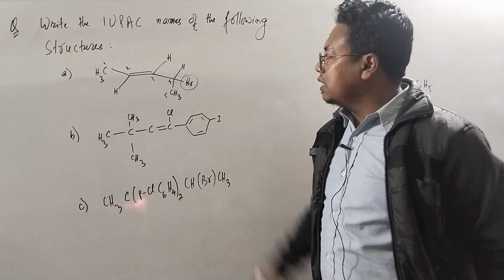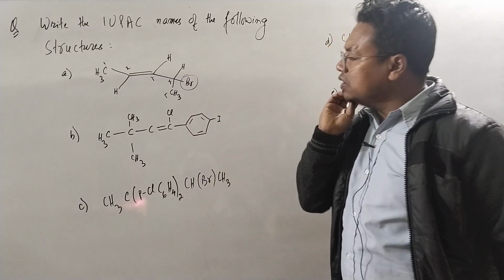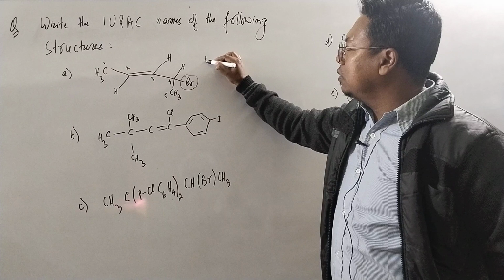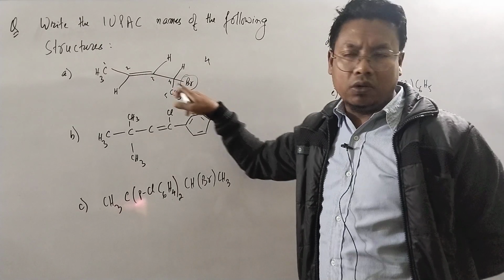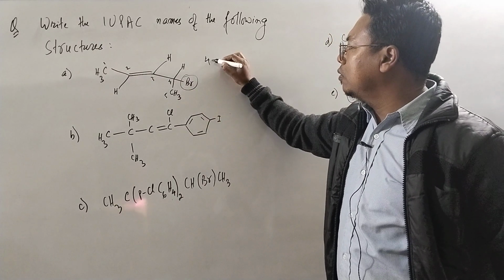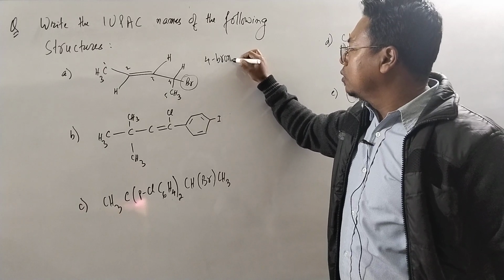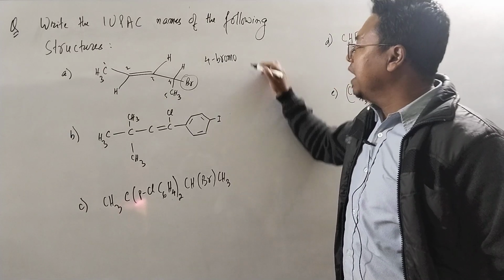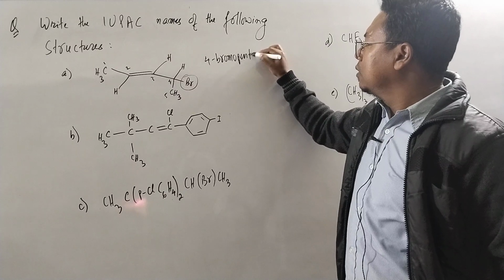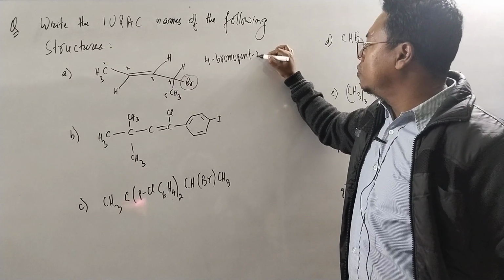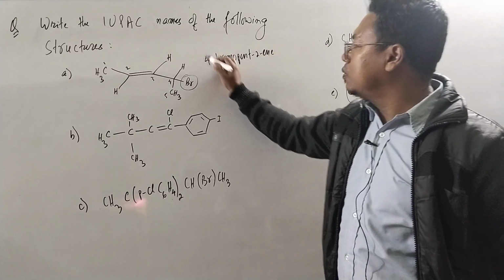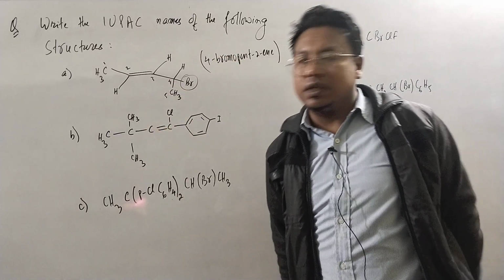And the bromine is attached as a side chain substituent. For IUPAC nomenclature of this compound, or this alkene, it will be 4-bromo-pent-2-ene. This will be the IUPAC name of this alkene.